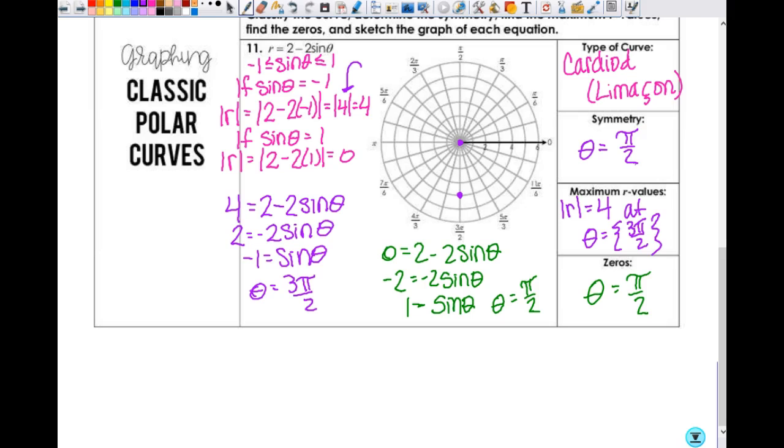On the activity that you did yesterday, just you getting the general shape and the general idea, I was fine with that. Those graphs don't have to be perfect and beautiful. These also don't necessarily have to be perfect.